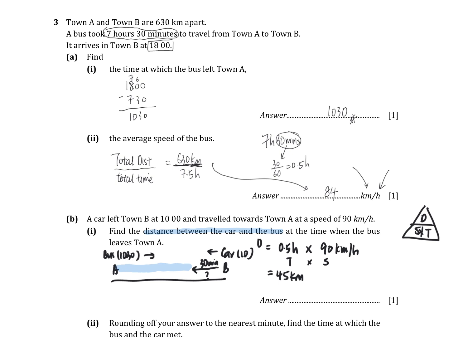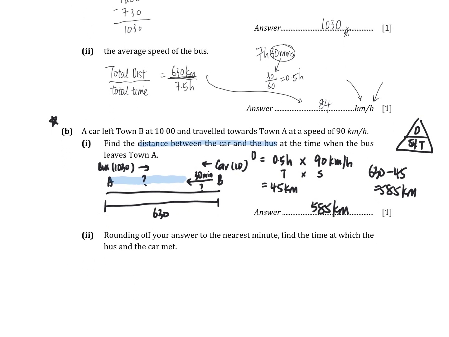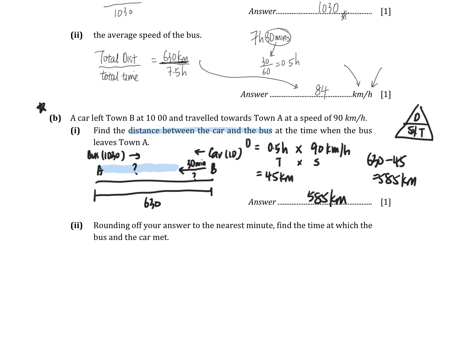My bus hasn't moved, right? But my car moved 45 kilometers already. So this whole thing is 630. To find this, I need one more step to take the difference. So the answer is 585 kilometers. So this is the question that is slightly tougher, that you either leave blank or anyhow do. Or some of you did this and then you left it there. So almost there, read the question carefully.